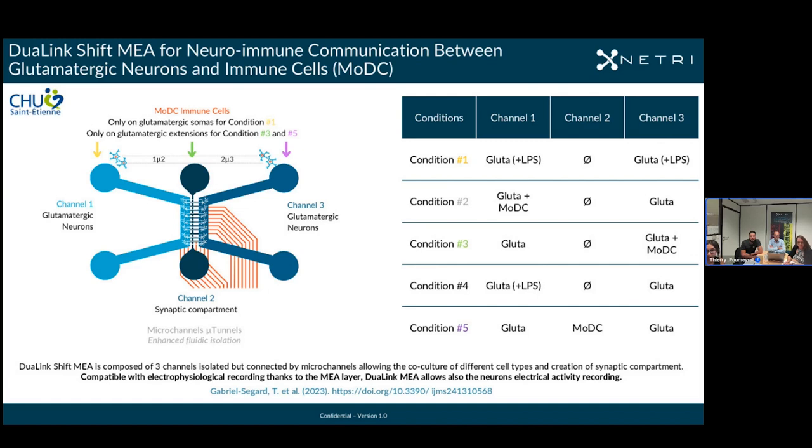What they've done was a co-culture of glutamatergic neurons. So they seeded glutamatergic neurons in channel 1 and channel 3, the one on the left-hand side and the one on the right-hand side. And then they proceeded to carry out several experimental plans, by adding LPS, for example, in some channels, but also by adding some immune cells, more specifically the dendritic cells. And then they looked at how the cells behave, but most importantly at how they communicated between them.